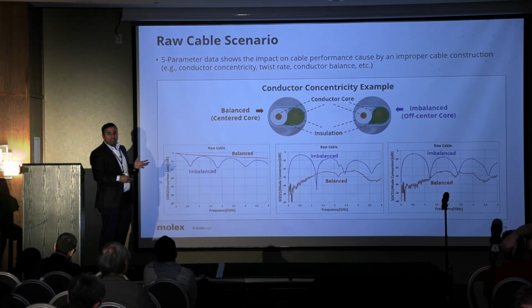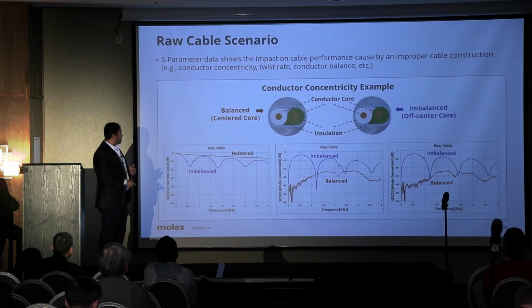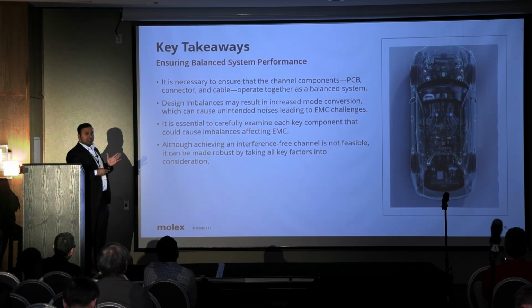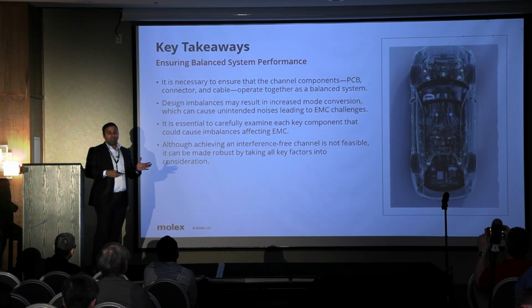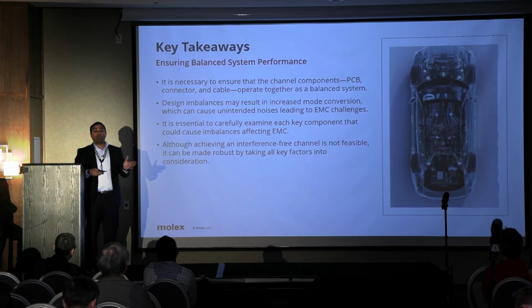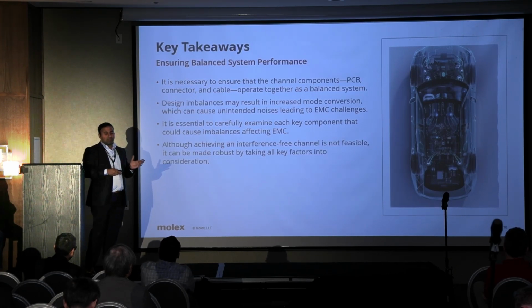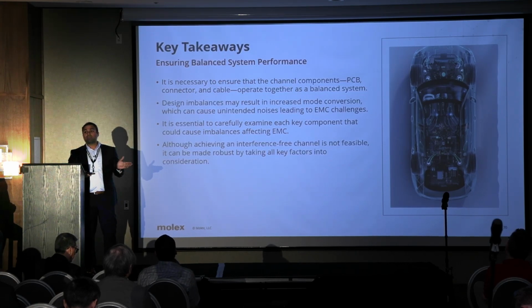That's why every component is critical to make sure they are properly balanced, so that the overall system works as a balanced system to mitigate the EMC challenges. The overall key takeaway from this is that it is very necessary to ensure the channel components like PCB, connector and cable are properly balanced, because they all have to operate together as a system for automotive Ethernet to work. That's why every component matters, because design imbalances can lead to increased mode conversion that can lead to EMC challenges overall.